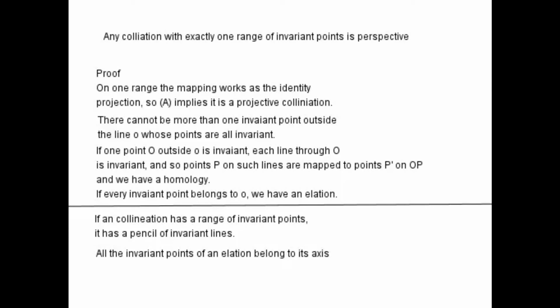Also, if we have an elation, then that's the case where this only invariant point big O, which is not necessarily upon the line, actually is upon the line. And in that case, we have an elation. All the invariant points are on the axis little o. The other case is, of course, the probably more common one, where this centre big O is going to be the only invariant point which is not upon the axis little o.